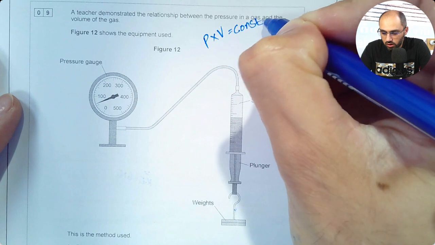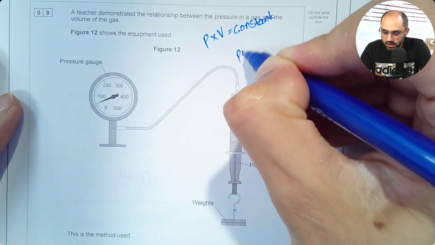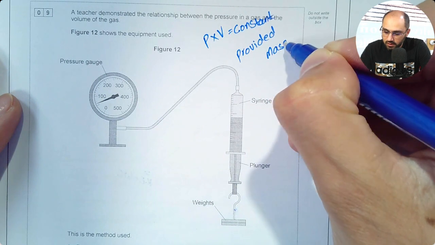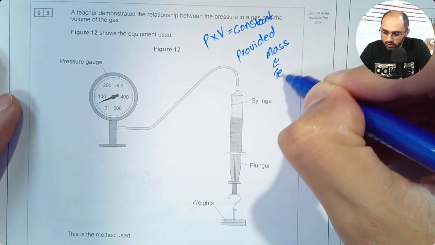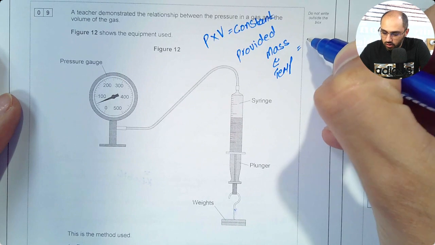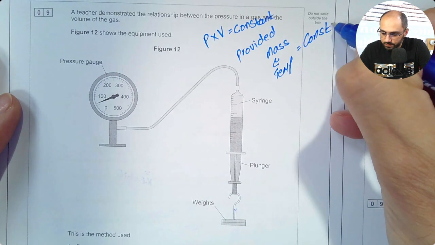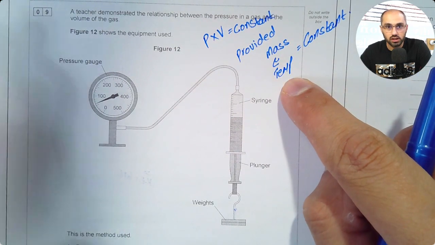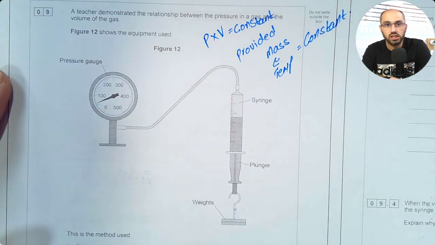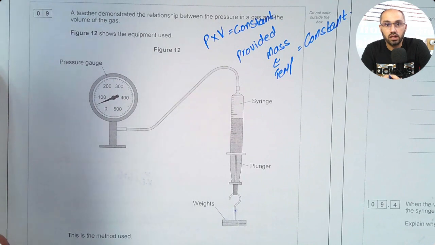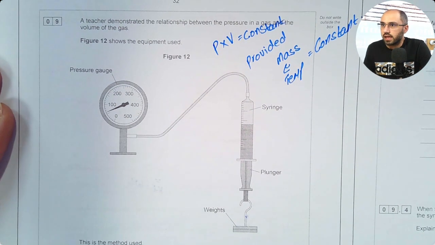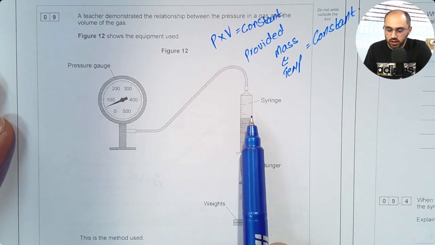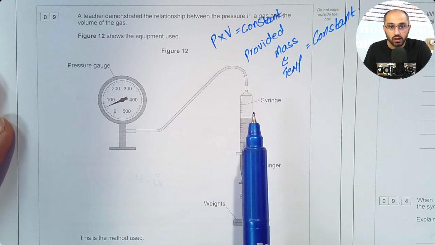to a constant, provided mass and temperature remain constant. So if you keep the mass and the temperature of the system constant, then the product of pressure and volume will always remain constant. The question then says, figure 12 shows the equipment used. They've got a pressure gauge connected to a gas syringe containing gas.